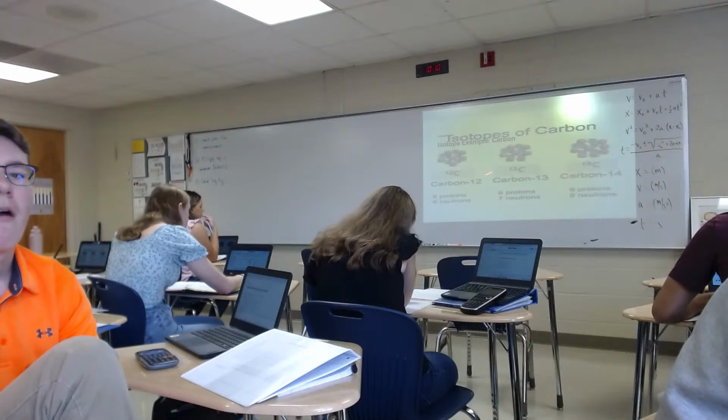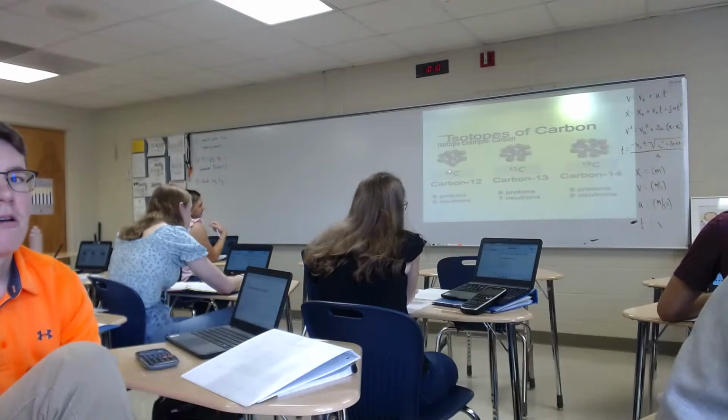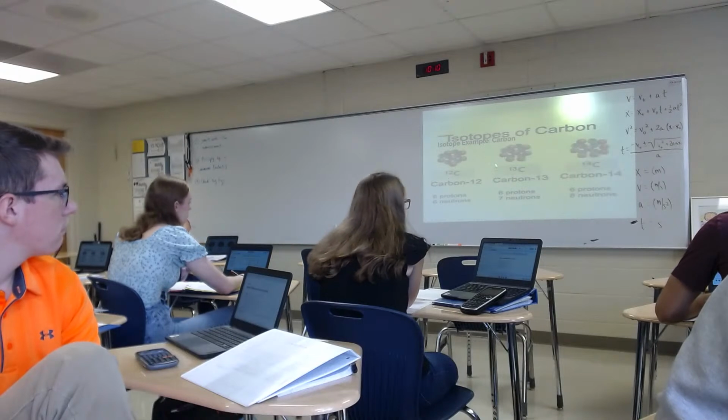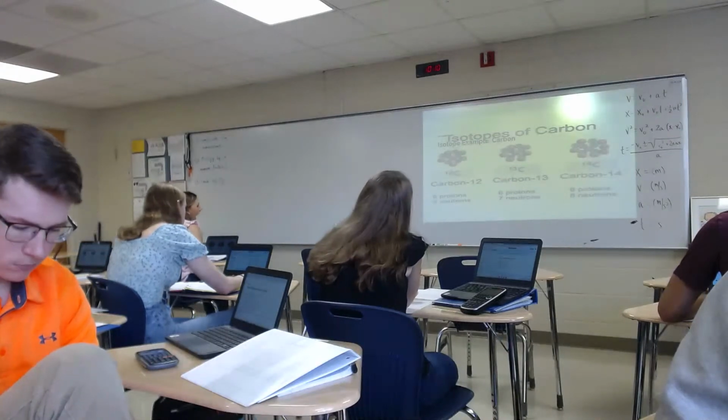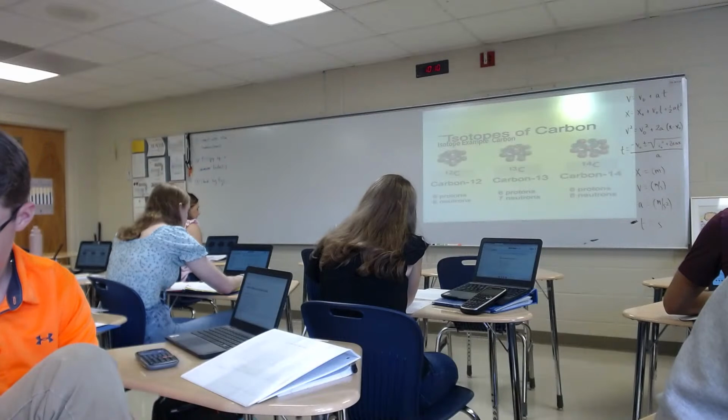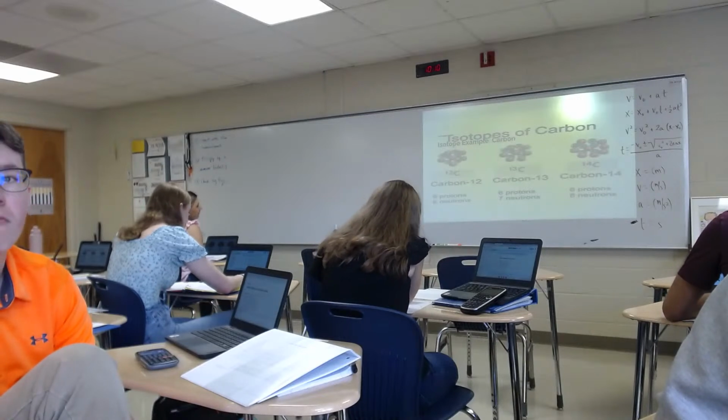All carbon atoms have 6 protons. So if you have a mass number of 12, that means you have 6 neutrons. If your mass number is 13, you have 7. If your mass number is 14, you have 8, and so on and so forth.